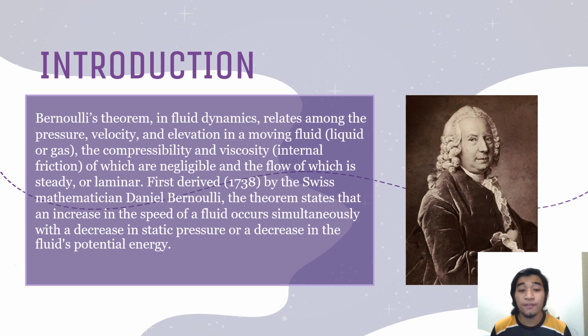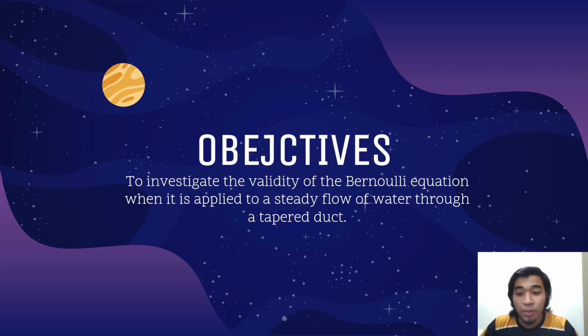So Bernoulli's theorem in fluid dynamics relates the pressure, velocity and elevation in a moving fluid, the compressibility and viscosity of which are negligible and the flow of which is steady or laminar. The theorem was first derived in 1738 by the Swiss mathematician Daniel Bernoulli, and it states that an increase in the speed of a fluid occurs simultaneously with a decrease in static pressure or a decrease in the fluid's potential energy. Moving on, I will start with the experiment to make the definition clearer.